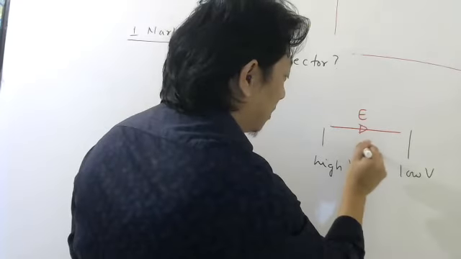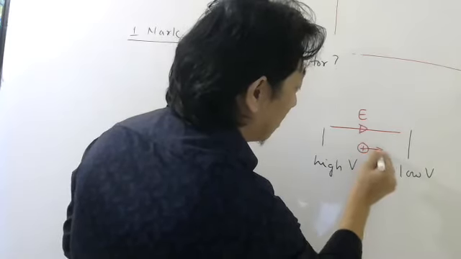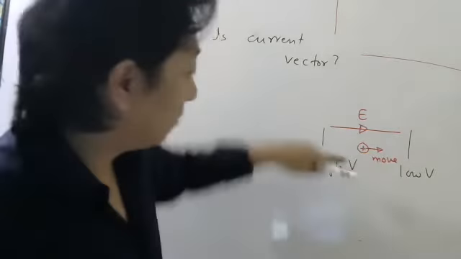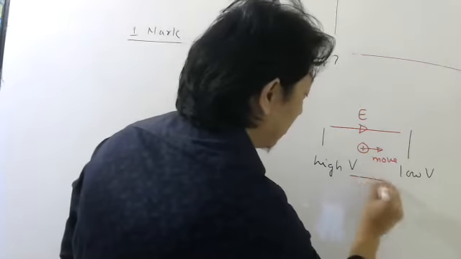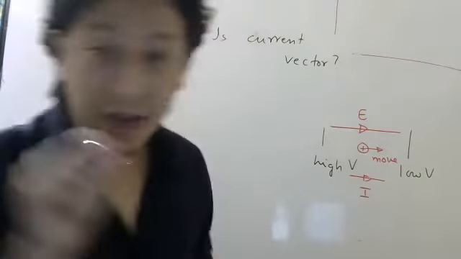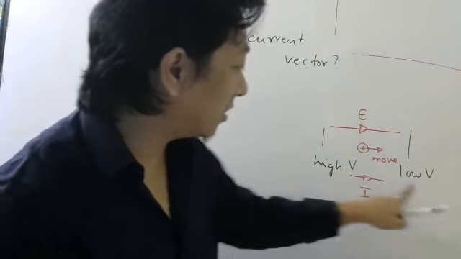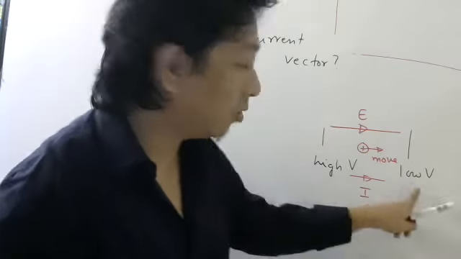So if you put positive charges here, positive charges will feel force in this direction. So positive charges will move in this direction. And if positive charges are moving in this direction, then we will say current is also in this direction. So make another note. Current is always from high potential to low potential.